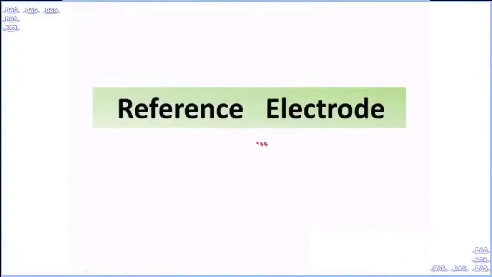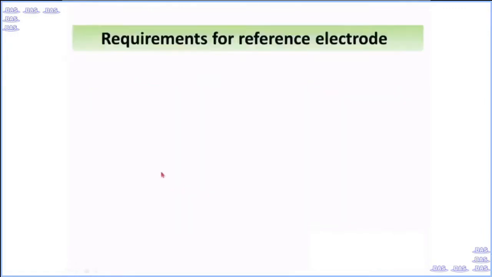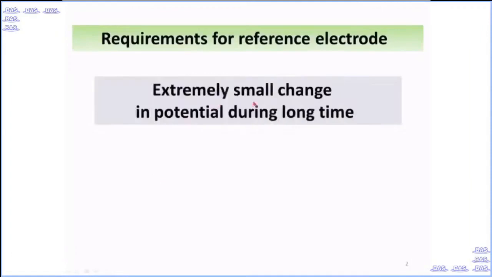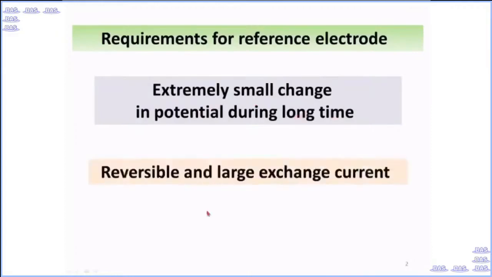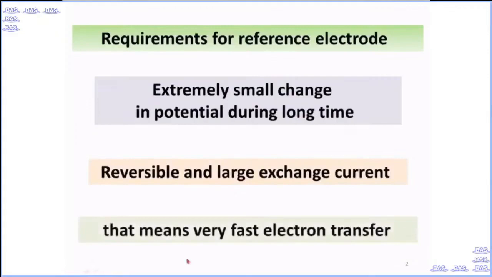This is also an essential part of electrochemistry. Requirements for a reference electrode: extremely small change in potential during a long time, reversible and large exchange current. That means very fast electron transfer. This is a very important part for a reference electrode.